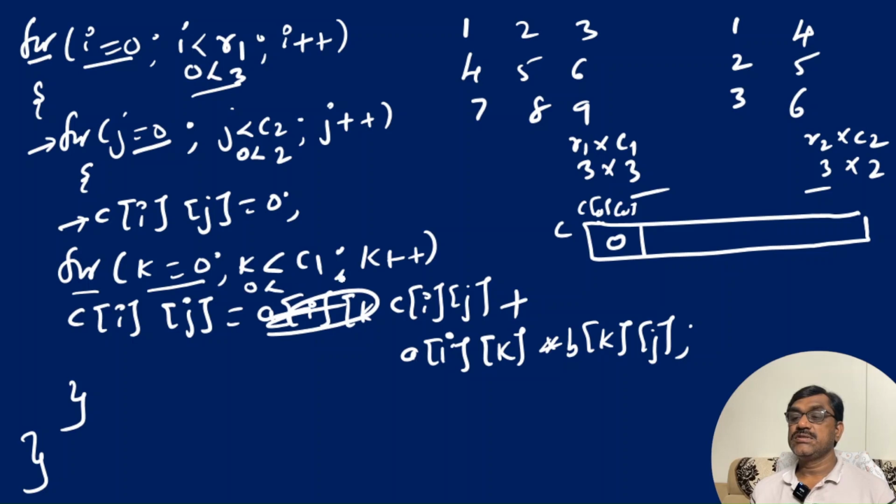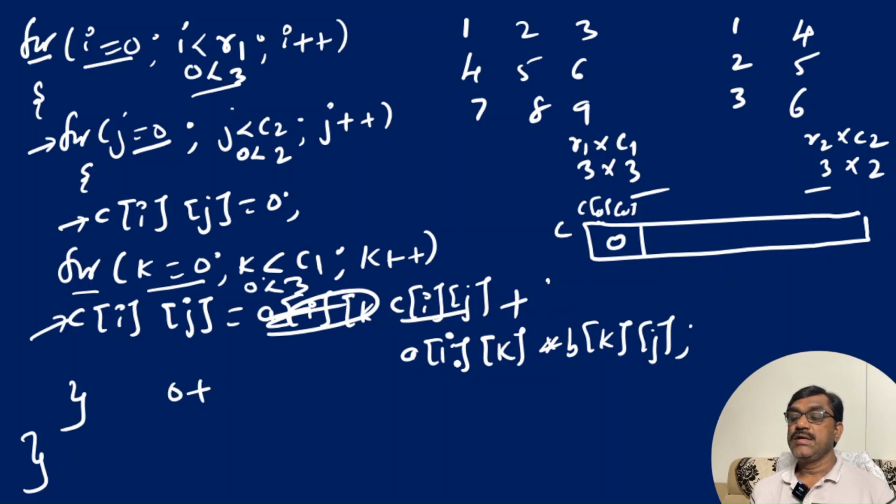Now come here for k equals 0. 0 is less than C1. C1 how much here? C1 is 3. 0 is less than 3. Yes, the condition is true. When the condition is true, this statement is executed. Now come here. C of ij equals C of ij. C of ij how much? 0.